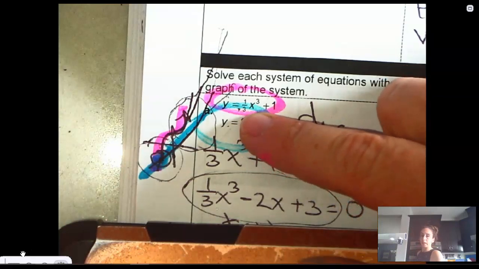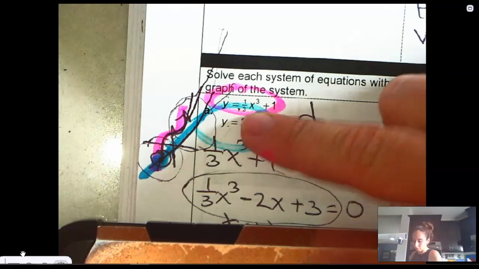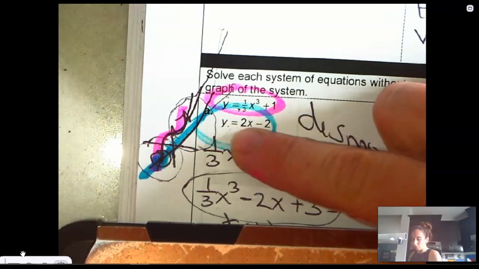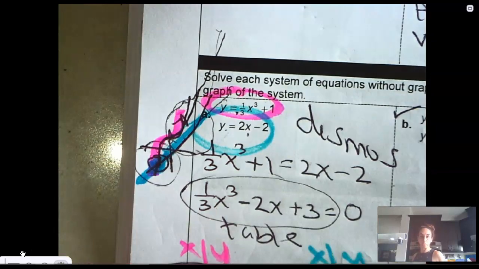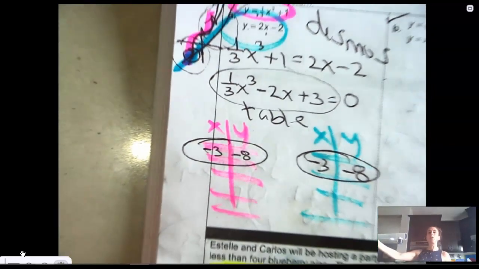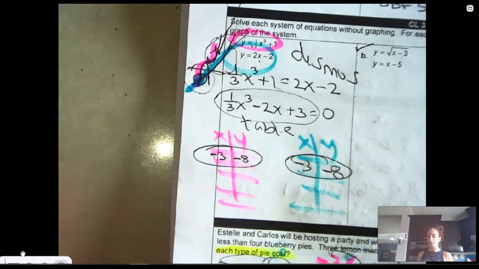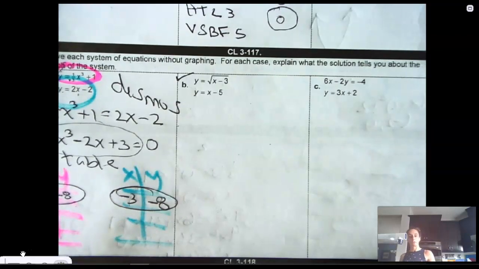Negative 3 cubed is negative 27. A third of negative 27 is negative 9, plus 1 is negative 8. 2 times negative 3 is also negative 8. So if you look, that's what I picked. Now it could intersect one more time, and Desmos will tell you that, okay? All right. You'll do these two problems yourself.